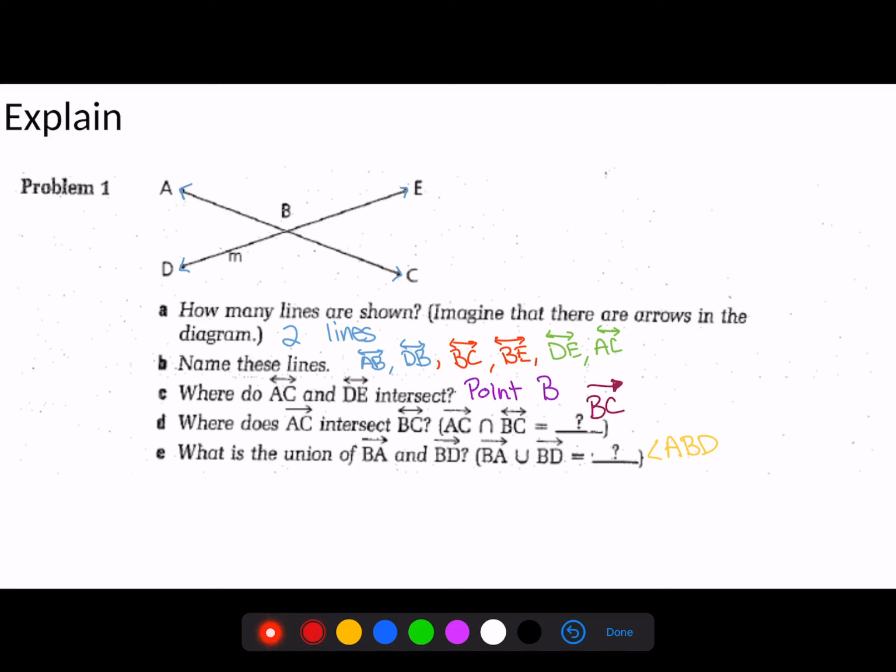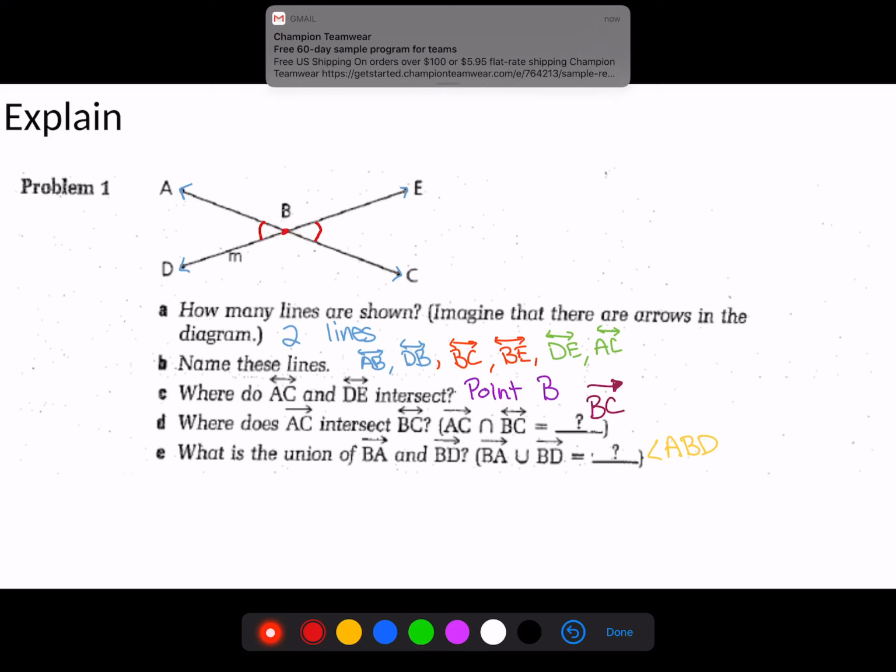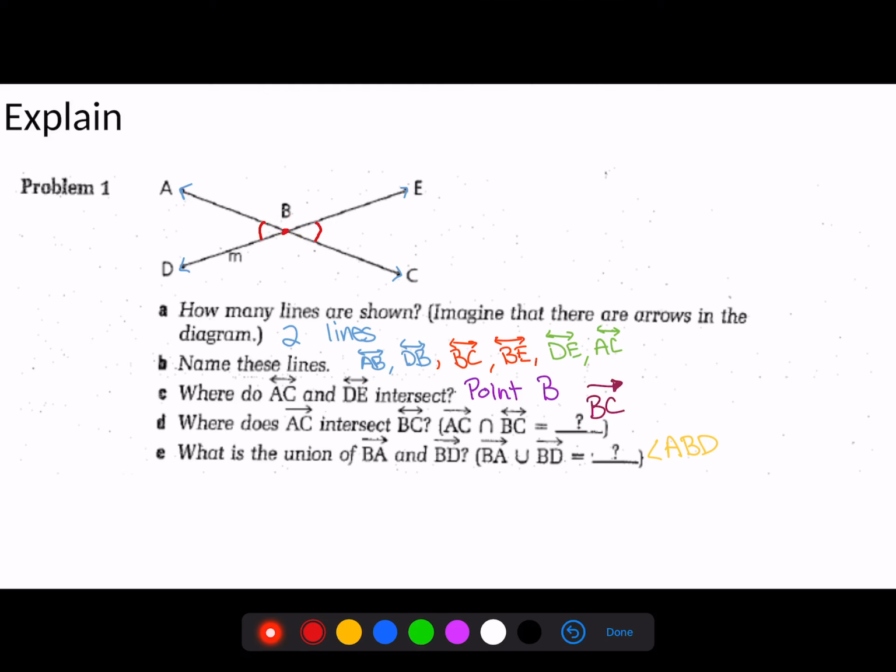Now, are there other ways to name this? Yes, I can name it angle DBA as well. Could I just name it angle B? Well, no. The reason I cannot name this angle B is because I can say that this is angle B, right? Because it has point B as its endpoint. I can also say that this is angle B. I can say that this is angle B or this is angle B.